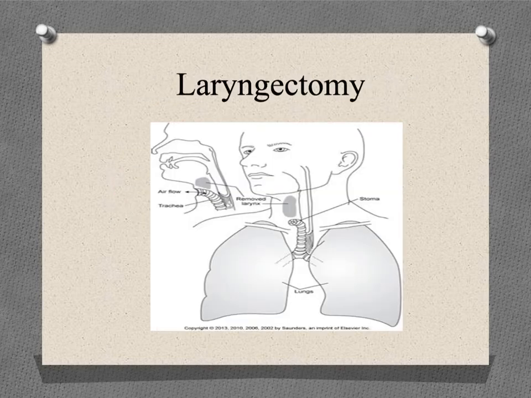This is just a picture. This does come from your book. It's the possibility of a laryngectomy, where they have to remove the larynx here and create a stoma on the outside of the body as another way for the air to flow down to the lungs.